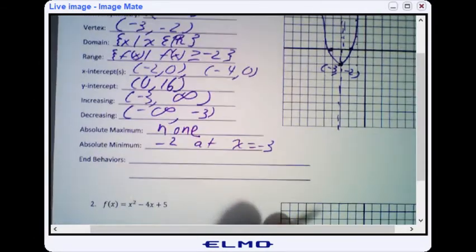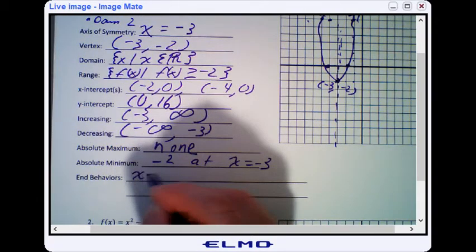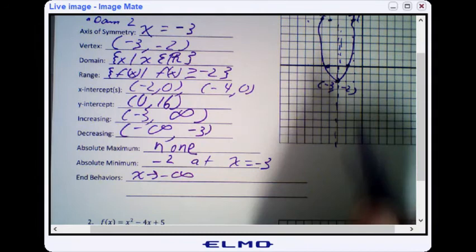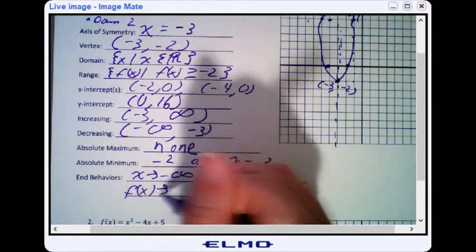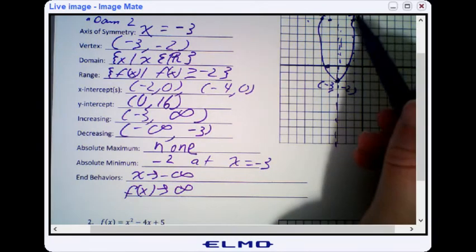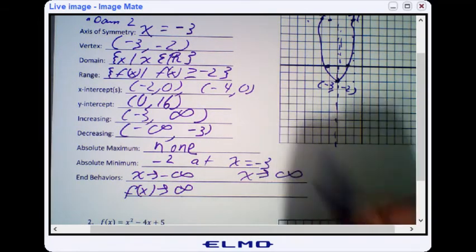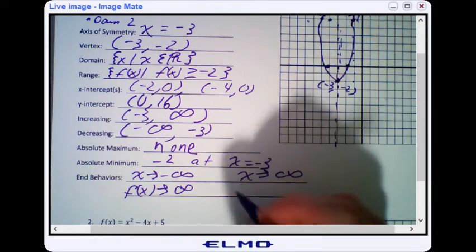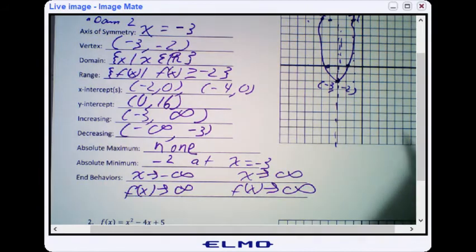For my end behaviors, I have a left arrow. So my left arrow, x approaches -infinity. My left arrow is going up, so f of x or y approaches infinity. I have a right arrow because I'm going right, x approaches +infinity. The right arrow also goes up, so f of x approaches +infinity.